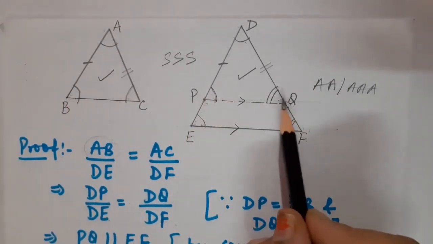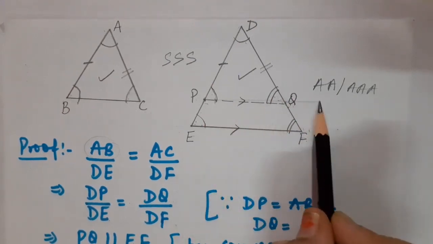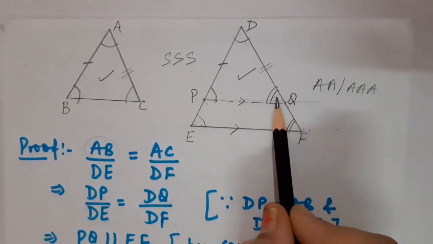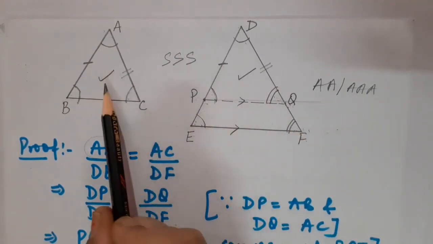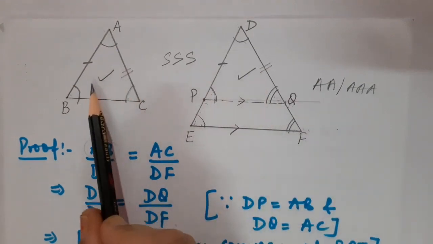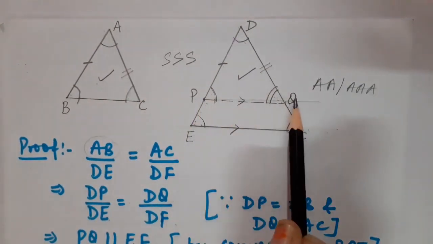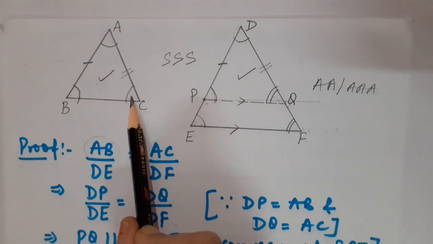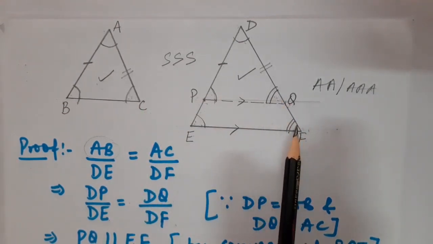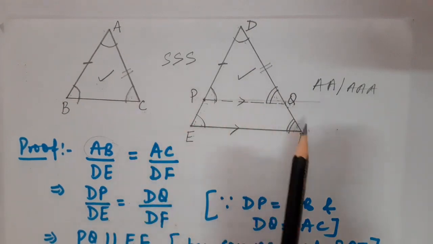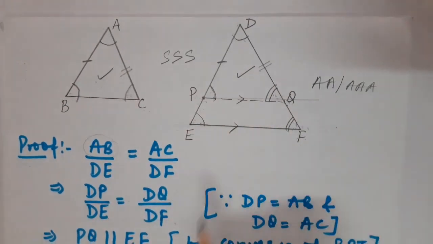Fine. In the same manner, when I proved that PQ is parallel to EF, then angle Q and angle F were also equal because they both are corresponding angles. And just now, by the congruency criteria of triangle ABC and triangle DPQ, I have proved that angle C is equal to angle Q, but angle Q is equal to angle F. So it implies angle C is also equal to angle F.